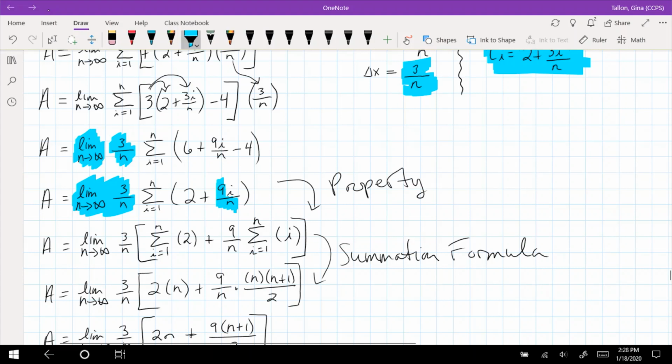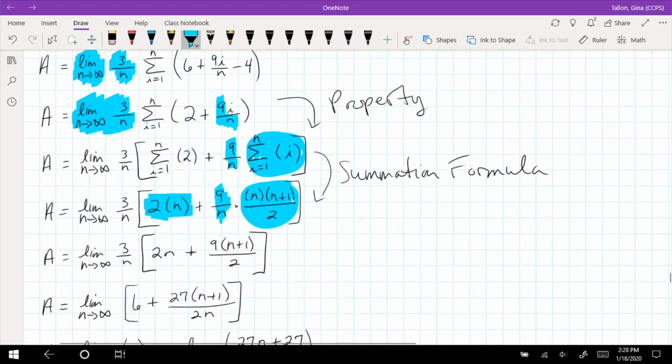So back where we are, this is just going to give me the constant multiple formula here. So you take your constant, you copy it down, and then you multiply by n. So you just get 2n out of this deal. This 9 over n simply gets copied right here, 9 over n. And the formula for the summation as i goes from 1 to n of i is n times n plus 1 over 2. Okay, we're going to clean this up, make it look nice.